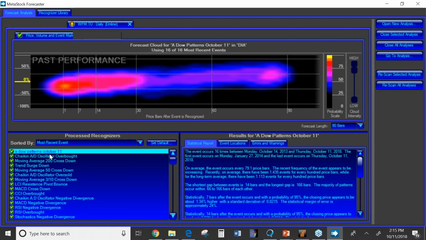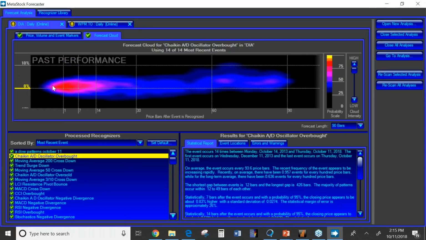Okay, let's go down to the Chaikin AD oscillator. That's showing us a bit of a flat chart.